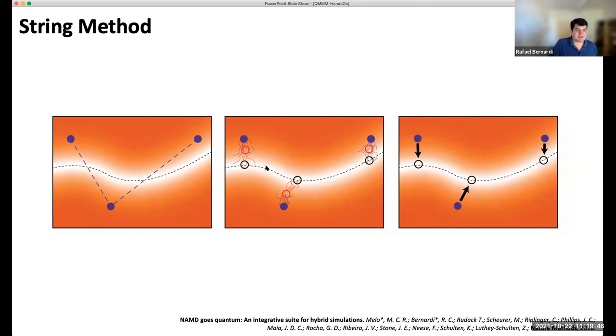The nice thing about being connected to the string is that the string method also tries to make them kind of equidistant. So you're not going to be trapped, everybody trapped in the same valley. You're going to force it to find the whole pathway, because you want them to be equidistant from each other in this collective variable space.